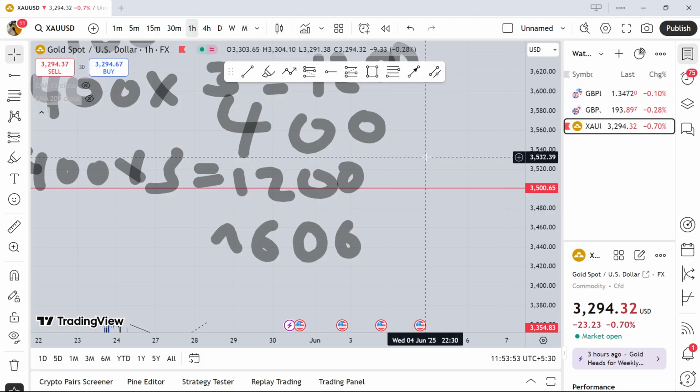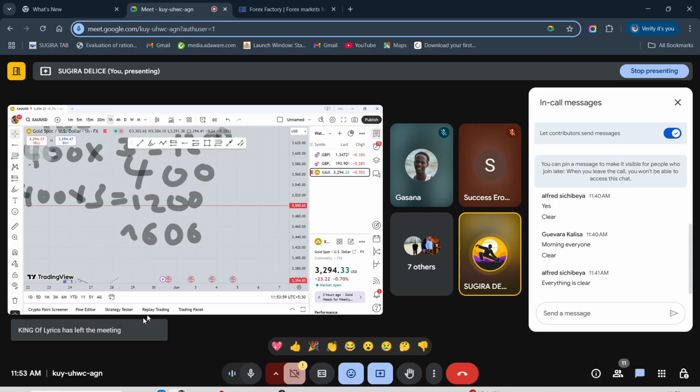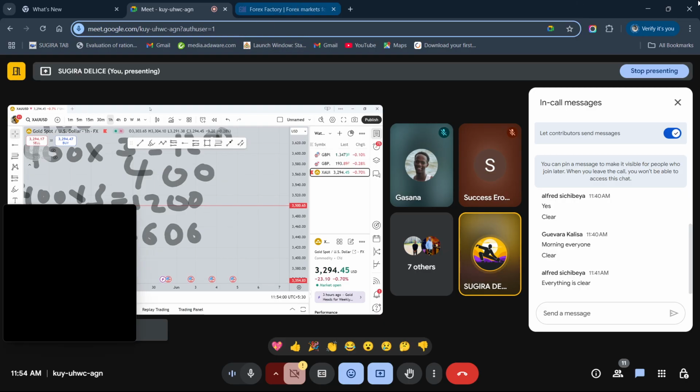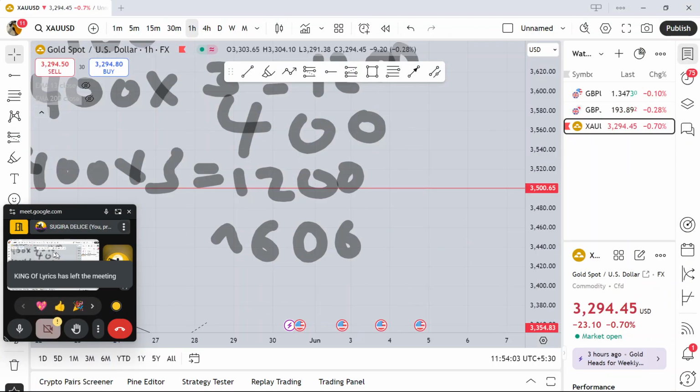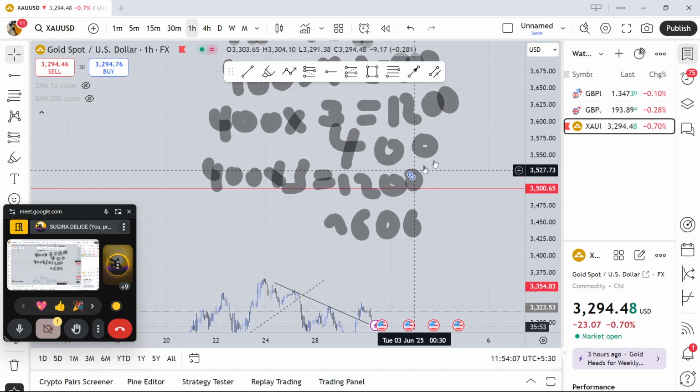To me, if I'm taking a trade, I should always make sure it's giving me a clear risk to reward. Once I'm entering a trade, it's giving me a clear risk to reward. Are you getting my point? Is it clear from here?